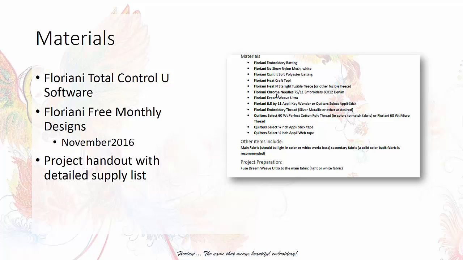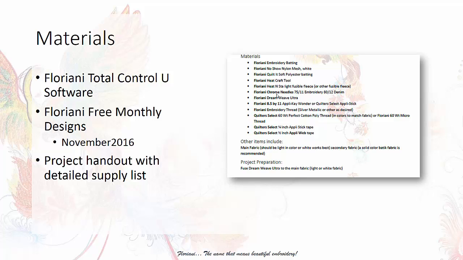Dreamweave Ultra, this is also what I feel is a non-negotiable. You're going to put this underneath your main fabric, which is light in color. It stabilizes the fabric. It increases the thread count. You're going to get better results in your embroidery design.